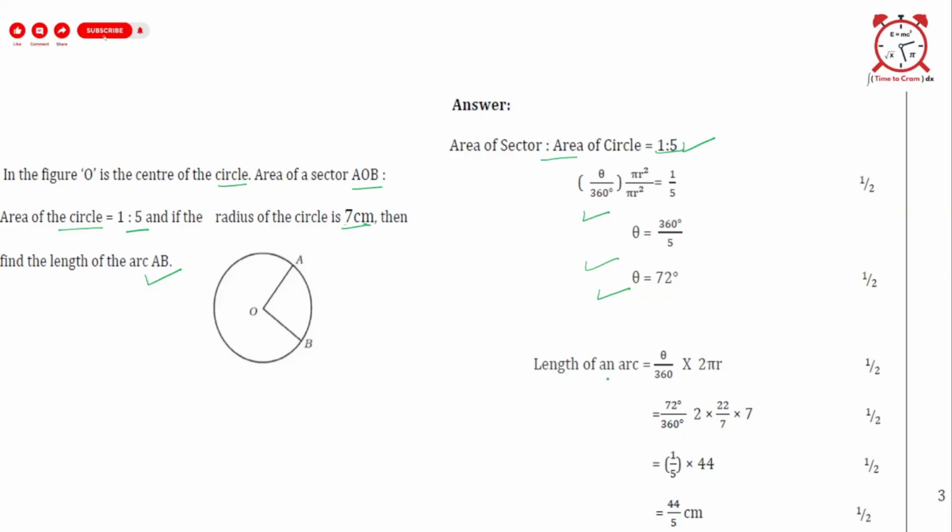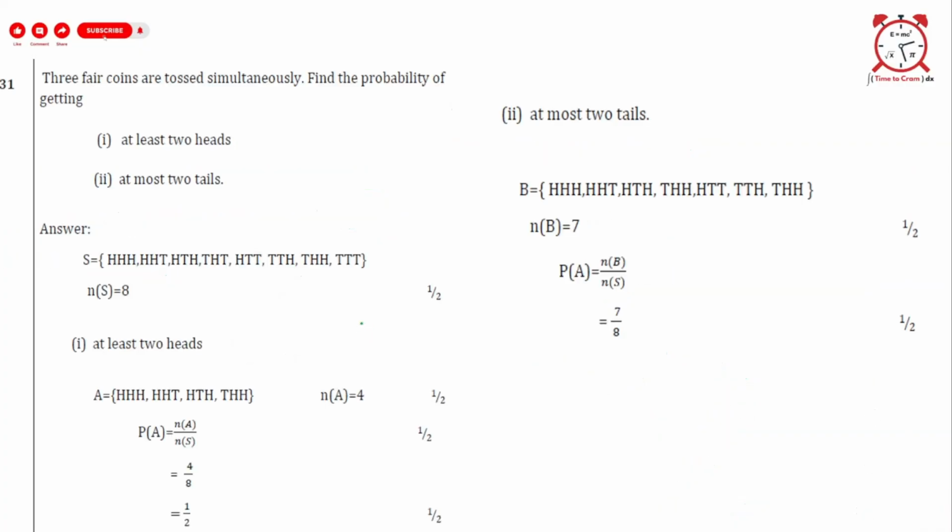Now let us keep the value for the length of an arc. After keeping the formula and all the values, we will get the length of the given arc as 44 by 5 centimeter. So in that way we have to find both the required answers. Okay, let us go ahead, students.